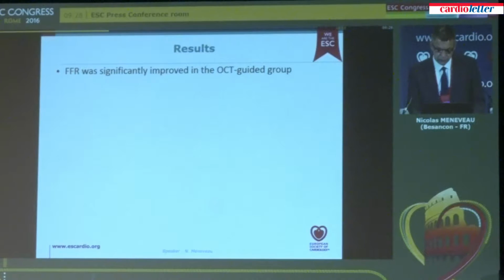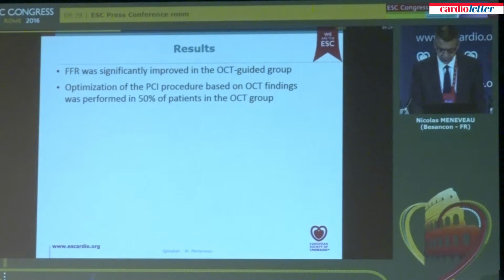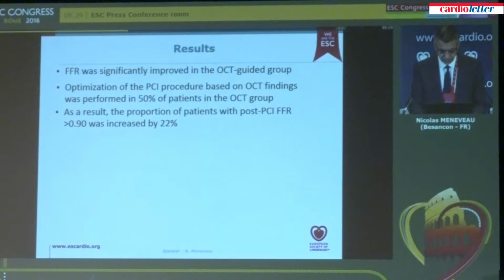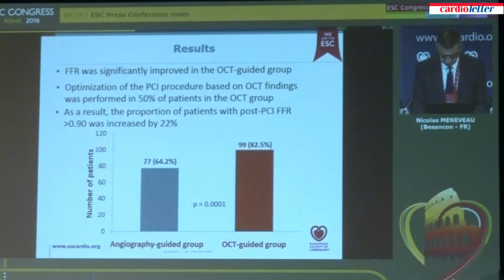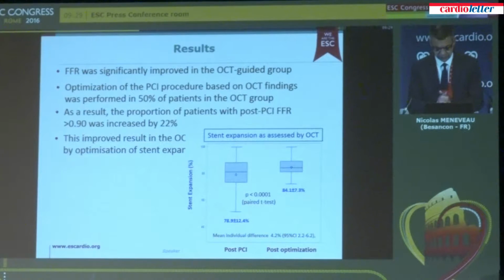The fractional flow reserve was significantly improved in the OCT-guided group, with a significantly higher value. It was measured at 0.92 in the angiography-guided group and 0.94 in the OCT-guided group. The OCT findings led to procedural optimization in approximately 50% of patients in the OCT-guided group. As a result, the proportion of patients with post-PCI fractional flow reserve greater than 0.90 was increased by 22%. The improved result in the OCT group was, as you can see here, mainly driven by optimization in stent expansion.